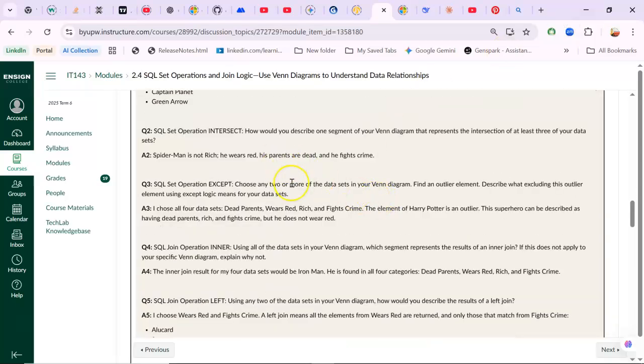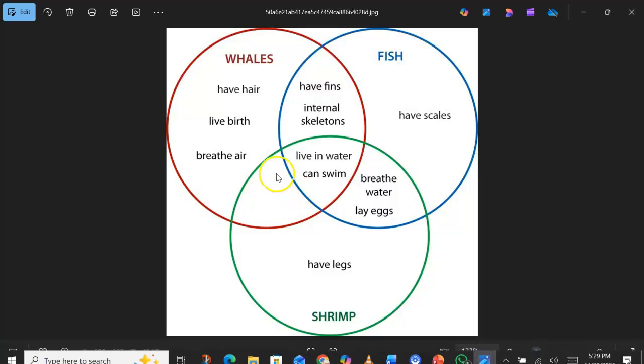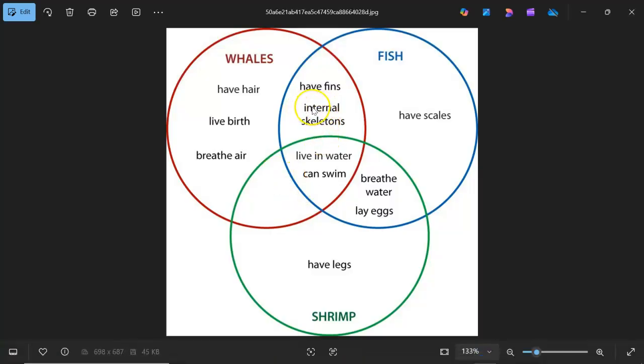So question two is more of intersecting, or all three traits they all share. They live in water, they can swim, and all three have internal skeletons. So that is just about it with question two.